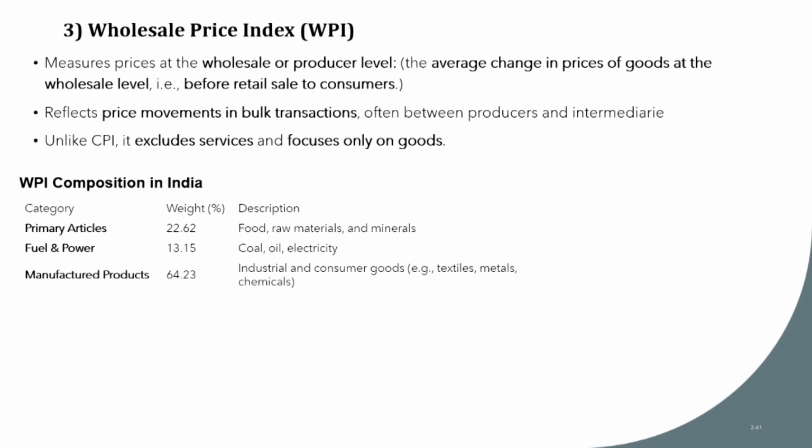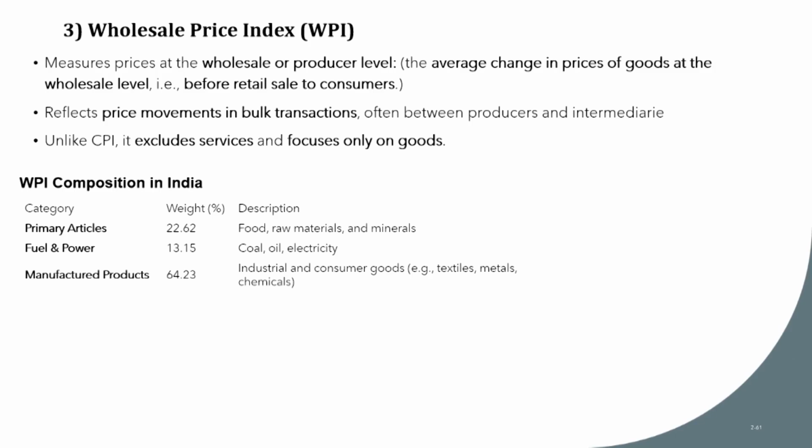Let's now move to another price index called the wholesale price index. The wholesale price index measures prices at the wholesale or producer level. That is, the WPI measures the average change in prices of goods at the wholesale level, before retail sale to consumers. It reflects the price movements in bulk transactions, often between producers and intermediaries. Unlike CPI, it excludes services and focuses only on goods.